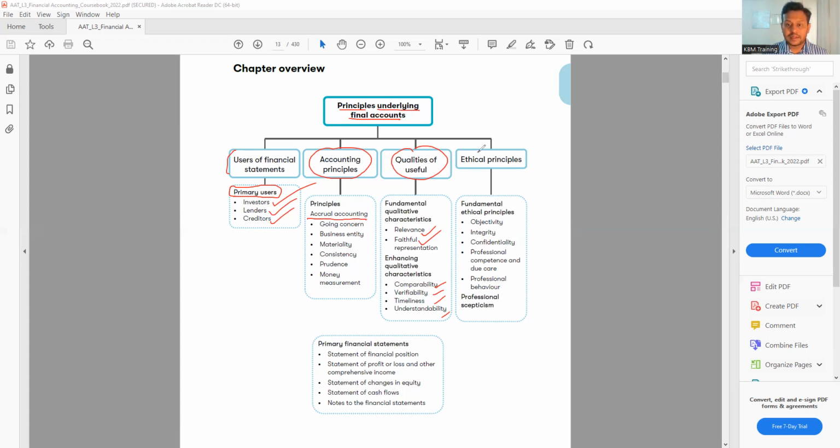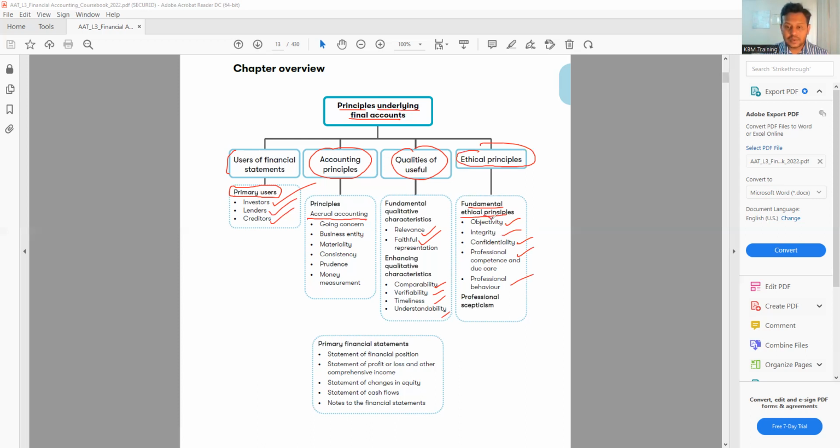Then we have ethical principles. This is the one you're going to look at everywhere. In any paper, the ethical principle remains the same. So we have fundamental ethical principles. There are a few fundamental principles from the ethics that we cannot compromise. When we say fundamental, that means there are a lot of ethical guidelines, but some are fundamental, very important, and there is no way we can compromise them. So we have objectivity, integrity, confidentiality, professional competence and due care, professional behavior. Now let's try to understand one by one.